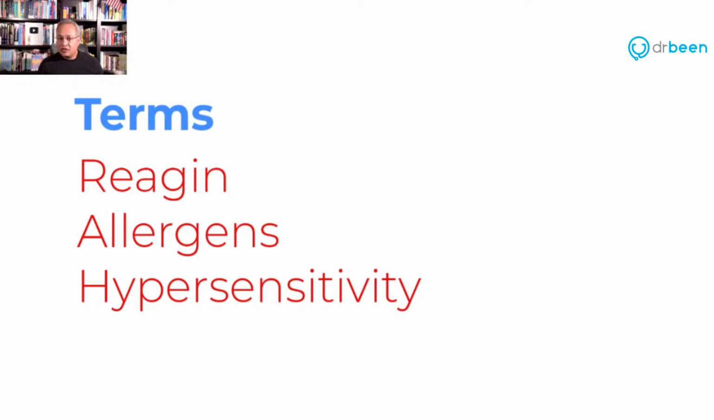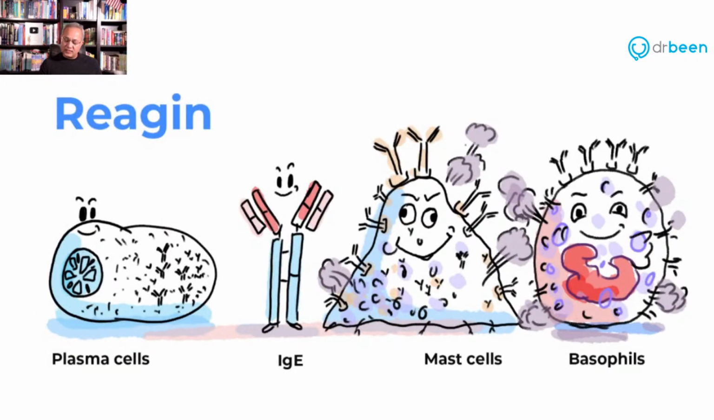Some terms that we should be aware of before we can understand the mechanism. The terms are: what is a reagin? We'll talk about it. What are allergens? And then what is hypersensitivity? Why do we call these reactions hypersensitivity? There are four types of hypersensitivity reactions: type 1, 2, 3, and 4. Today, we're going to talk about type 1. So why do we call them hypersensitivity? We'll talk about that. So first of all, what is a reagin?